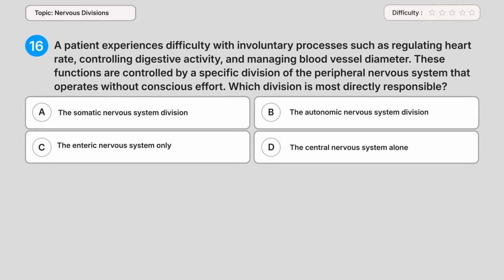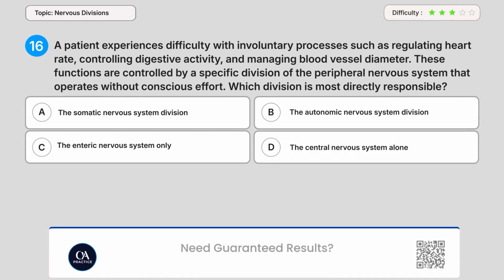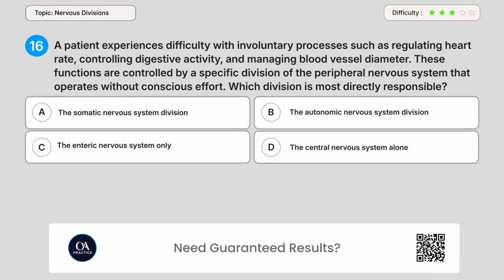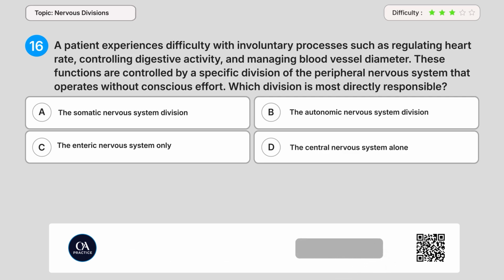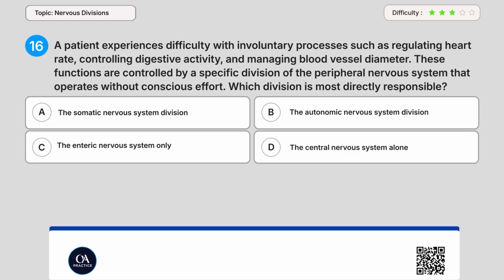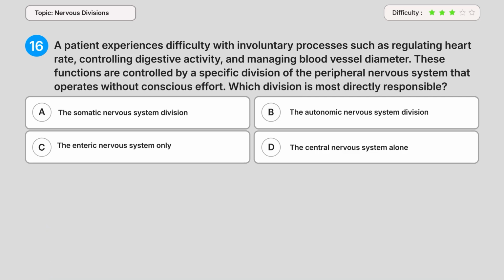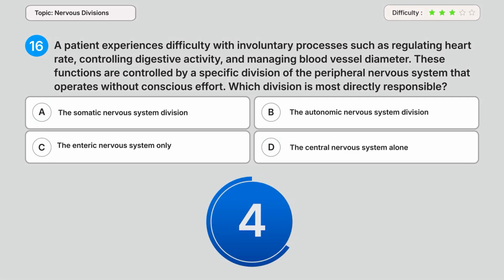16. A patient experiences difficulty with involuntary processes such as regulating heart rate, controlling digestive activity, and managing blood vessel diameter. These functions are controlled by a specific division of the peripheral nervous system that operates without conscious effort. Which division is most directly responsible? A. The somatic nervous system division. B. The autonomic nervous system division. C. The enteric nervous system only. D. The central nervous system alone. What do you think is the answer?